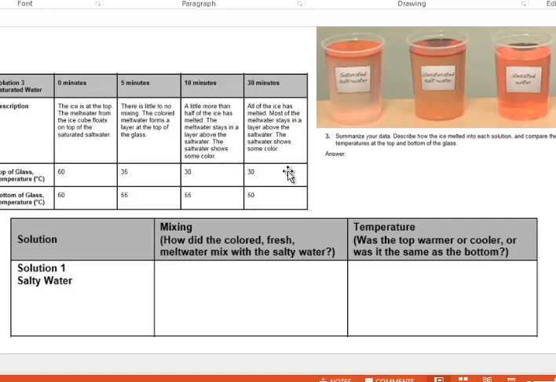After 30 minutes, all of the ice is melted. Most of the meltwater stays in the layer above the salt water. The salt water shows some color. So there was some mixing, but most of the red ice cube stayed at the top. And so that's what we're going to put for the second part of question number 3.